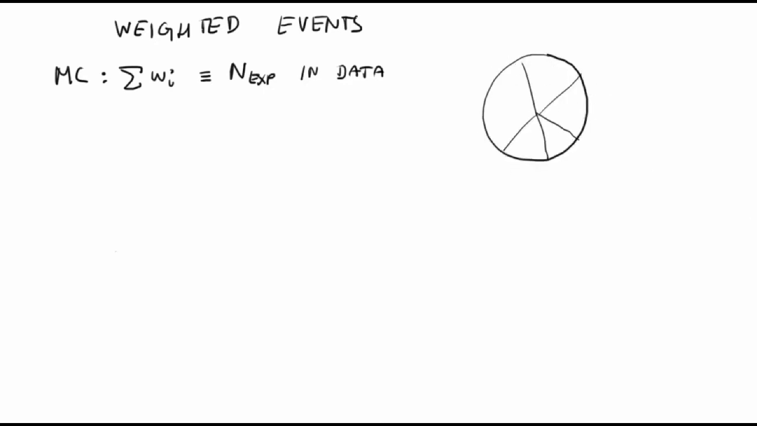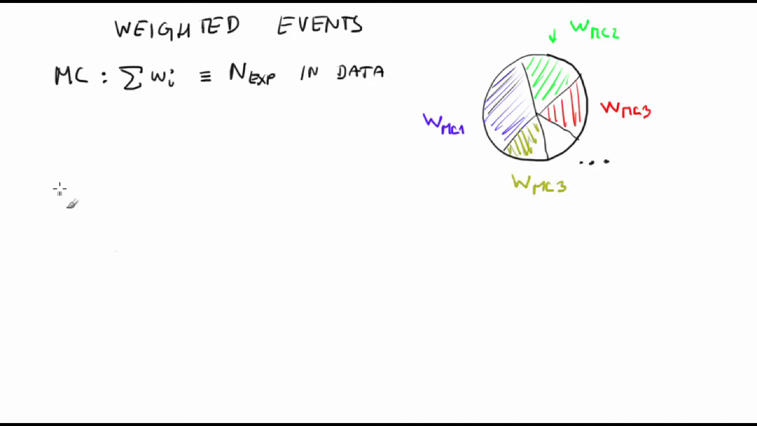If we use multiple Monte Carlo samples to describe processes with different cross-sections, then this weight will differ from sample to sample, and we will end up with a mixture of different weights in our full Monte Carlo dataset.